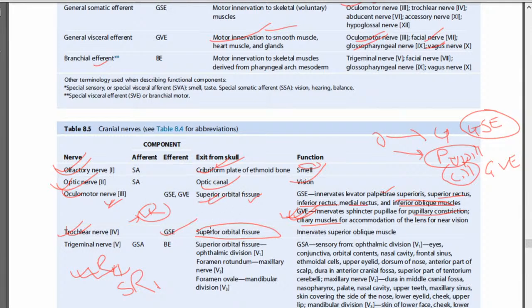Both oculomotor and trochlear exit there. The trochlear nerve innervates the superior oblique muscle, SO4. Sorry, this was a mistake: SO4 and LR6. Okay.